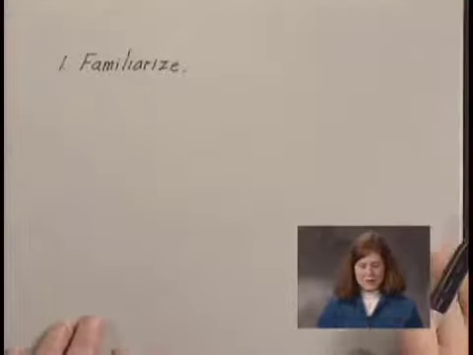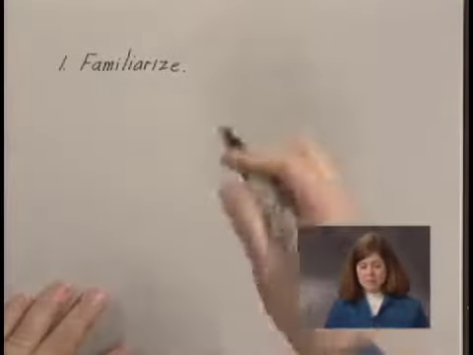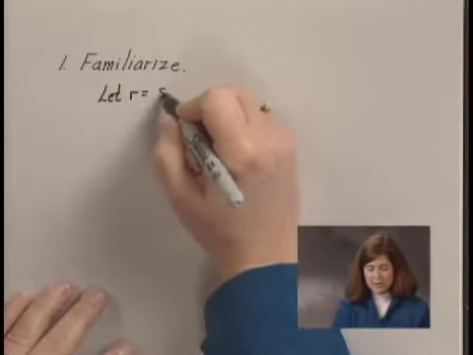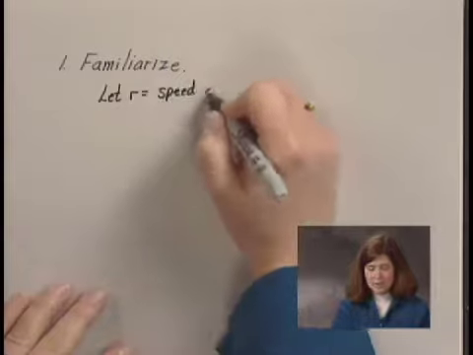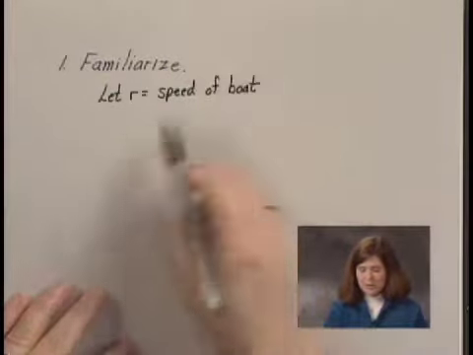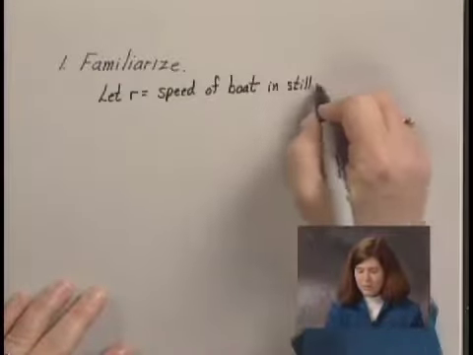So when we move to our familiarize step, we'll begin writing by assigning a variable. We're asked to find the speed of the boat in still water. So let's let that be r. And I'm going to spell out exactly what I'm looking for, what I'm letting it equal. r is the speed of the boat in still water.